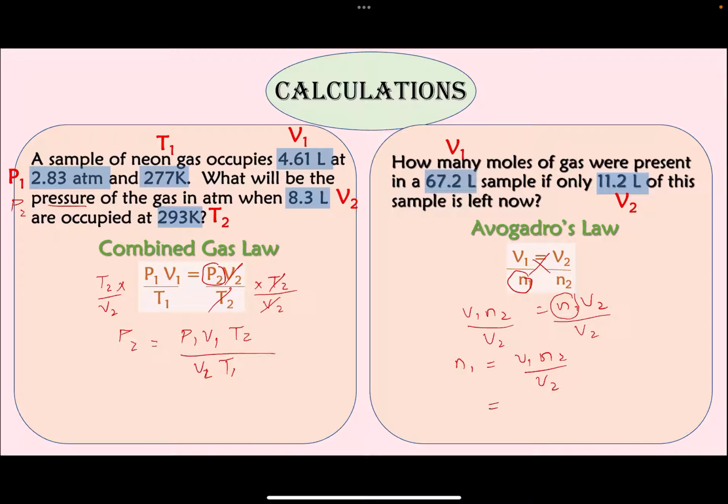Now let me plug in the numbers here for you. So the initial volume is given as 67.2 liters and the final volume is given as 11.2 liters. What is not given to you in the question is the final number of moles. However, we can calculate the final number of moles because remember, according to Avogadro's law, 1 mole of any substance at STP has 22.4 liters, right? So if we have 11.2 liters, that means we have 0.5 moles. So 0.5 moles is going to be equal to 11.2 liters. So that means our final number of moles is 0.5.